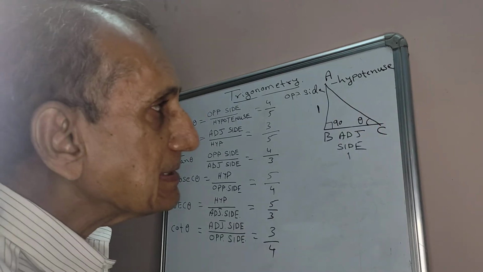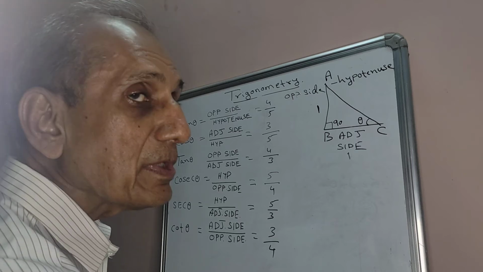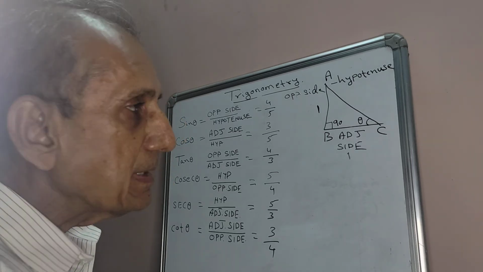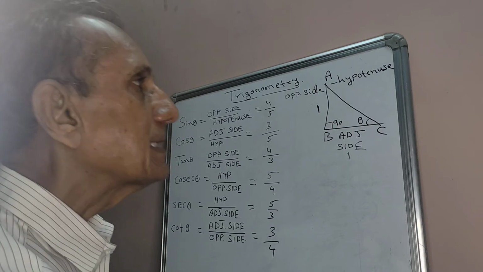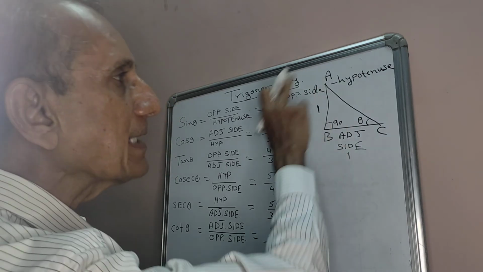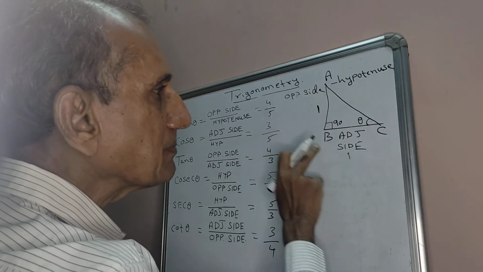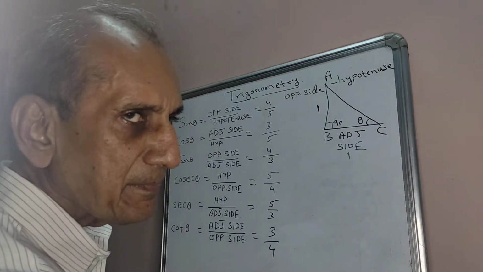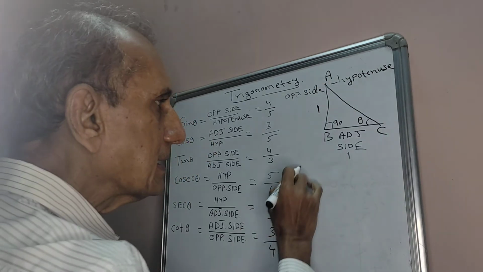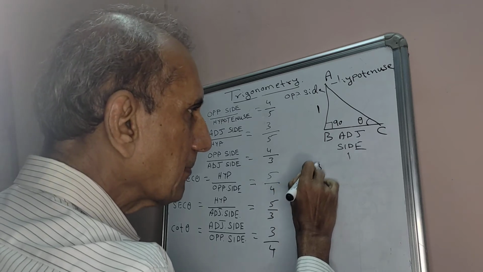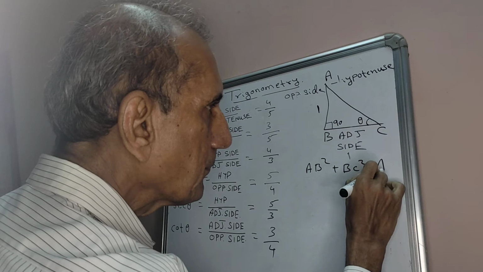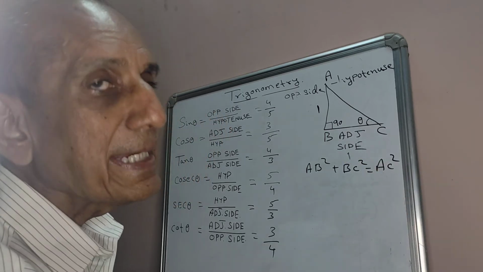How will you find this AC? To find AC, you normally use Pythagoras theorem. Okay, you know what Pythagoras theorem states? It states that in a given right angle triangle, AB square plus BC square is always equal to AC square. Okay, that's what the Pythagoras theorem states.